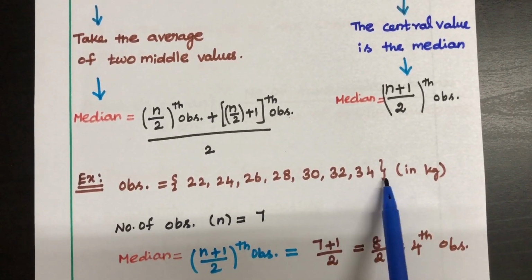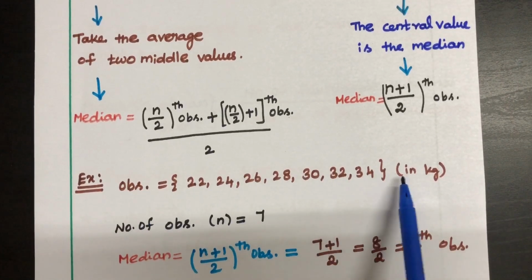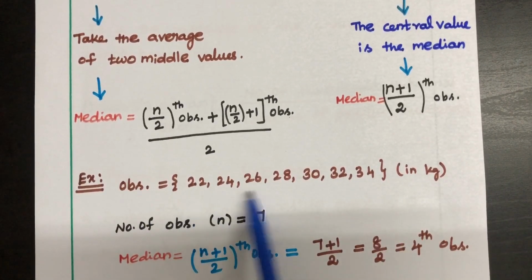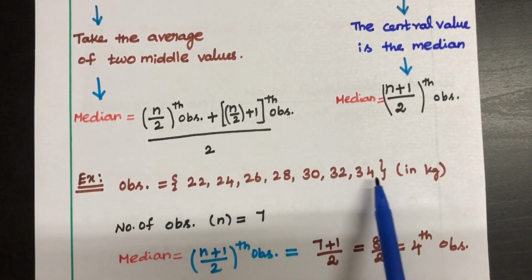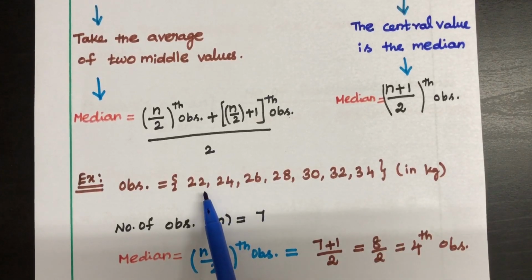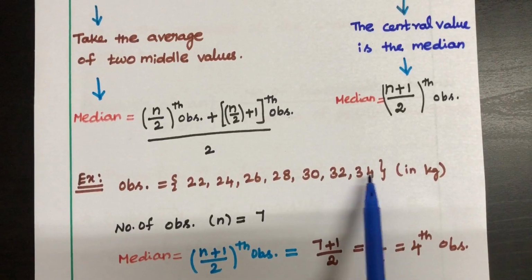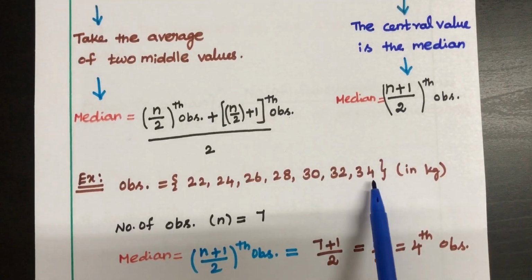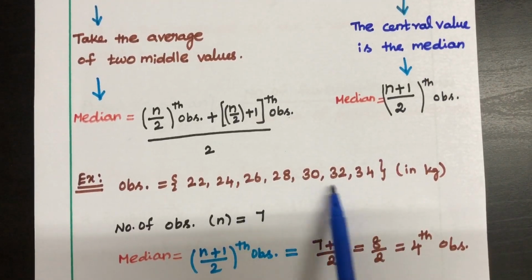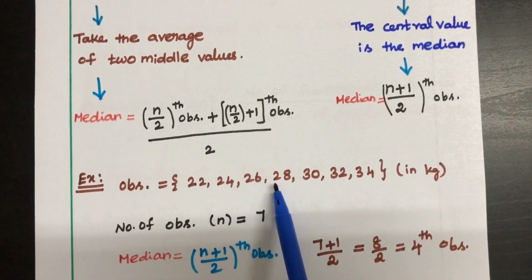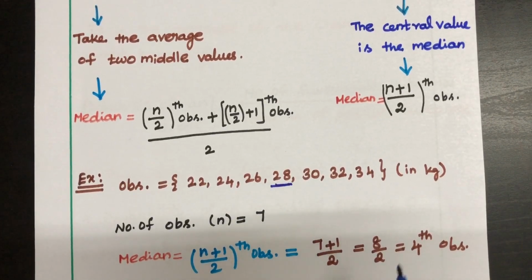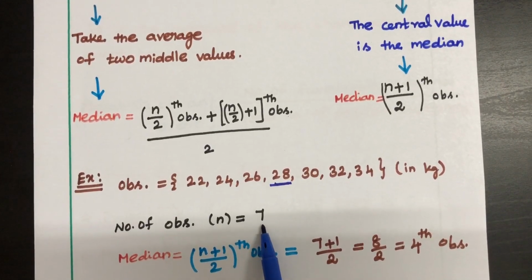Now we are going to find our median. See, the data is in ascending order, from small to big numbers. Just count the number of observations: 1, 2, 3, 4, 5, 6, 7. So it is odd. If it is odd, the central value is the median. So this is our median, 28, correct? 28 is our median. The number of observations is 7.